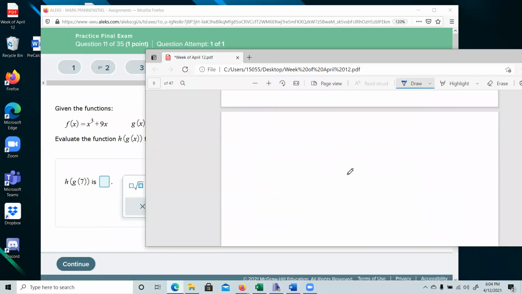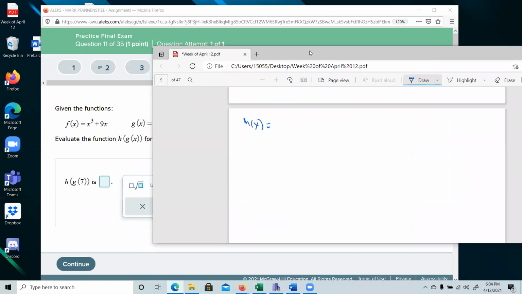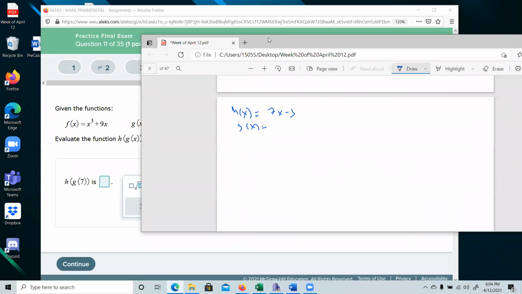Okay, so we have h of x is equal to 7x minus 3. g of x was equal to square root of 7x. And f of x was equal to x cubed plus 9x. Okay. And they want to know x equals 7. Oh, they don't need f. Look, h and g, that's it.